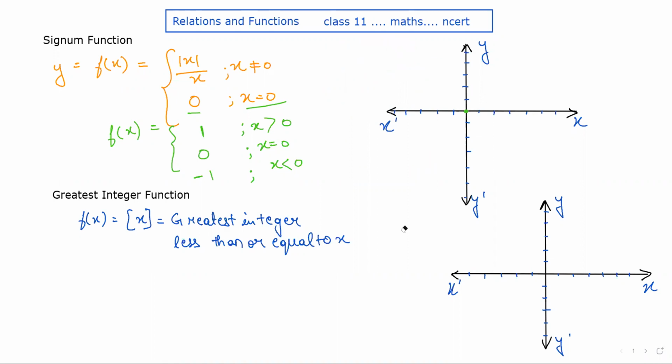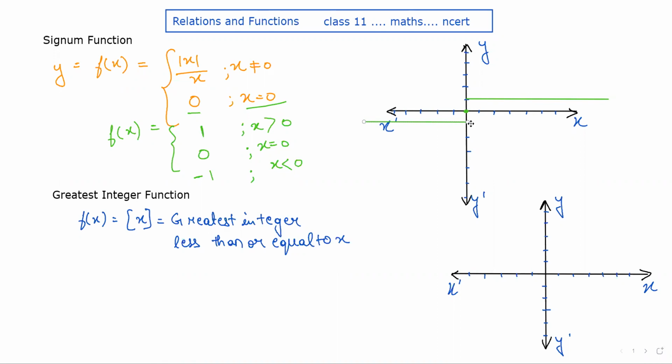So let's draw it on the graph. For x equal to 0, y is equal to 0. For x equal to 1, 2, 3, 4, all positive values, your y will always hold the value 1, so we can draw it as a straight line. For negative values of x, your y will always hold the value minus 1. So this is again a straight line. This is the graph for the signum function.